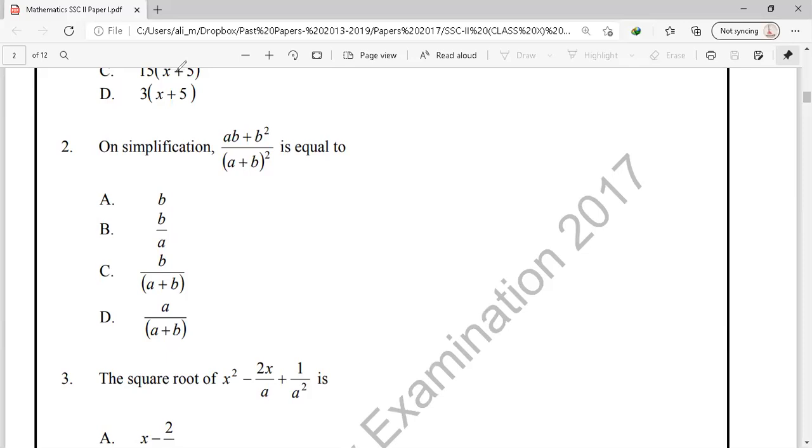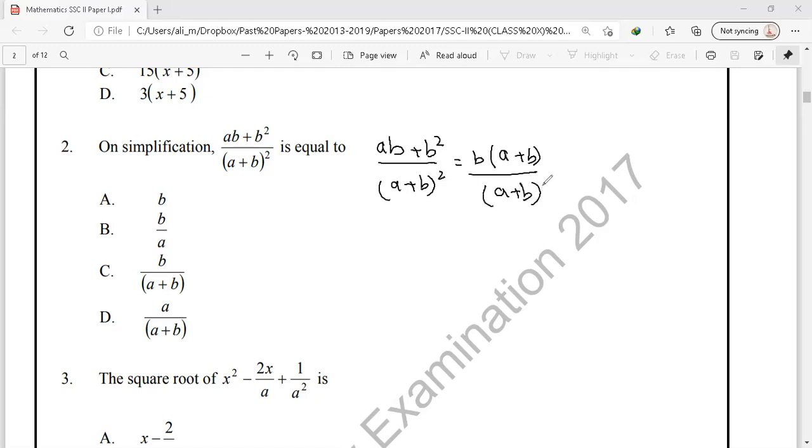Next, we have question number 2, and in question number 2, we have to simplify this expression and express it in the simplified form: AB plus B square over A plus B whole square. So let's take common from the numerator. So we will get A plus B in the numerator and A plus B whole square in the denominator.